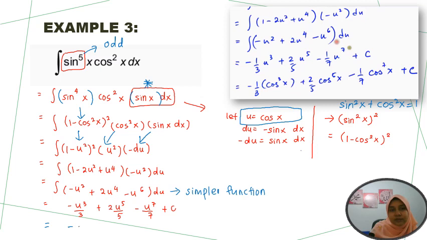So negative cos of 3x over 3 plus... so this is the final answer.